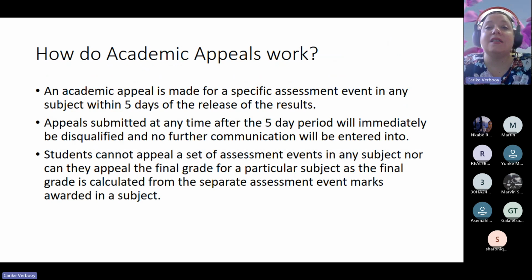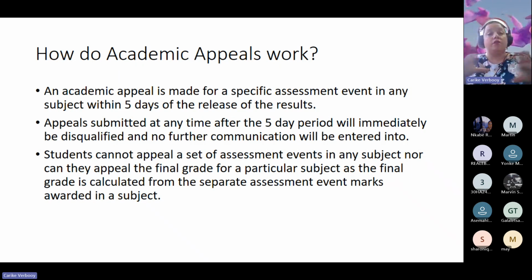So as I said, an academic appeal is made for a specific assessment result within 5 days of the release of the result. Any appeal that is submitted after the 8th of May will not be looked at, as it has already been assessed and addressed and moderated, and the appeals have officially closed. Now, students cannot appeal a set of assessment events in any subject, so you can't just say, I'm appealing all of my subjects.